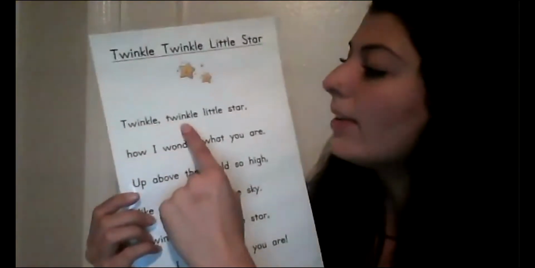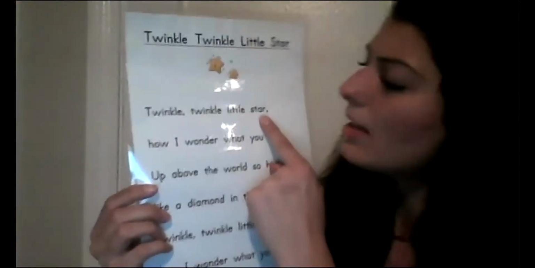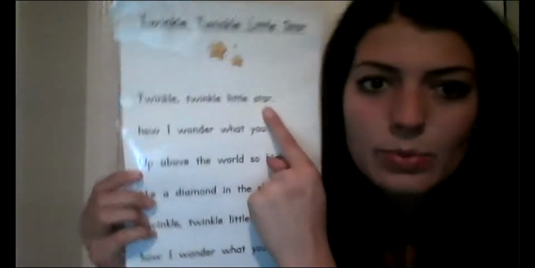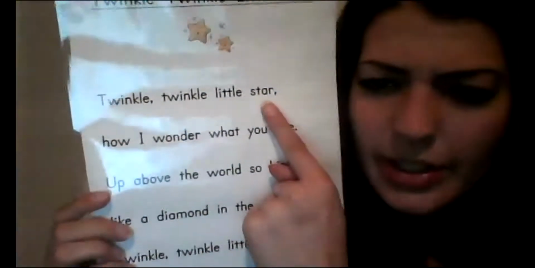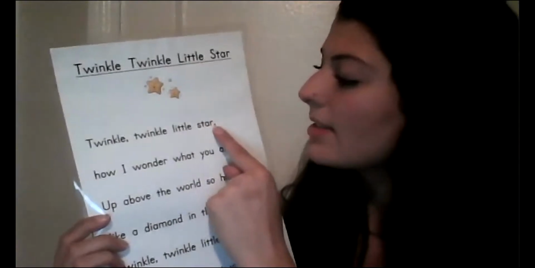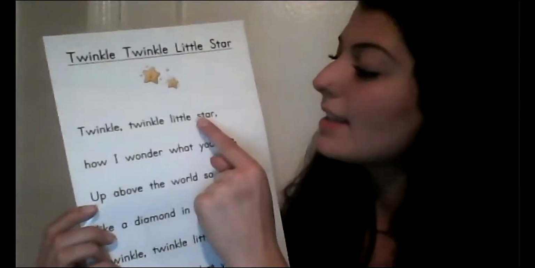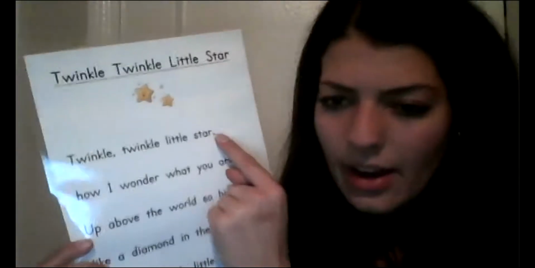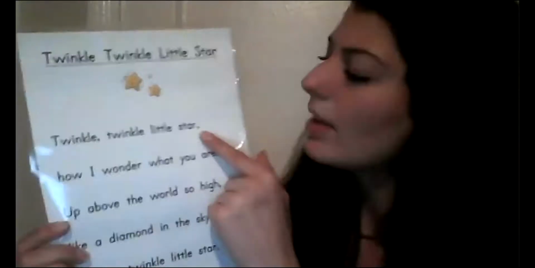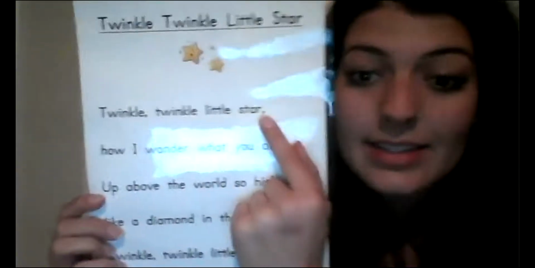Twinkle, twinkle, little star. Scholars, let's stop and look at this word together. This is the word star. I know that this is a word because it's made of many different letters. The letters that star is made out of are S-T-A-R. So this word is made out of 1, 2, 3, 4 letters.